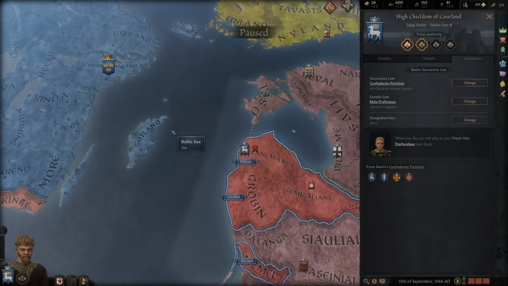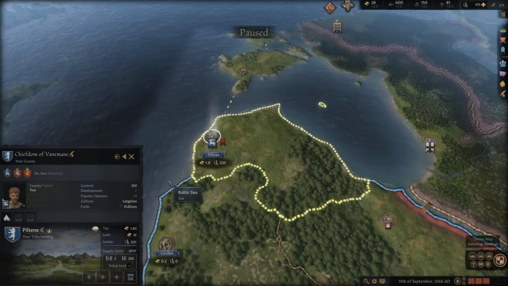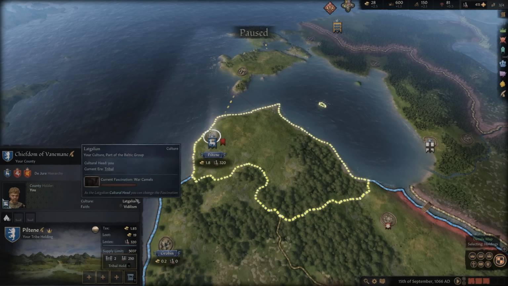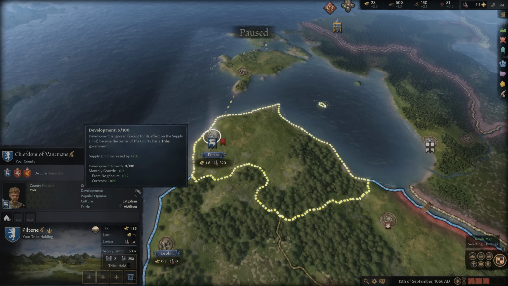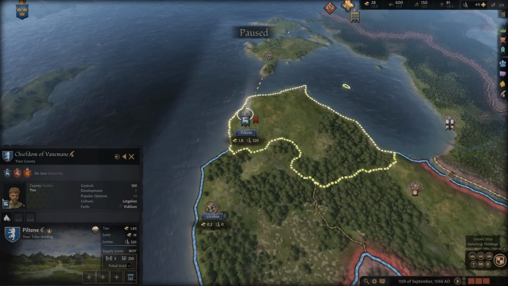But like we were talking about, development is going to be increasing the amount of taxes and whatnot you get. It just simply gives us supply limit. Development is ignored, except for its effect on the supply limit, because the owner of the county has a tribal government. And it's important to know that if you do progress past tribal and into feudal, all of your buildings are destroyed because you convert over to feudal. It's supposed to represent your infrastructure changing hands.